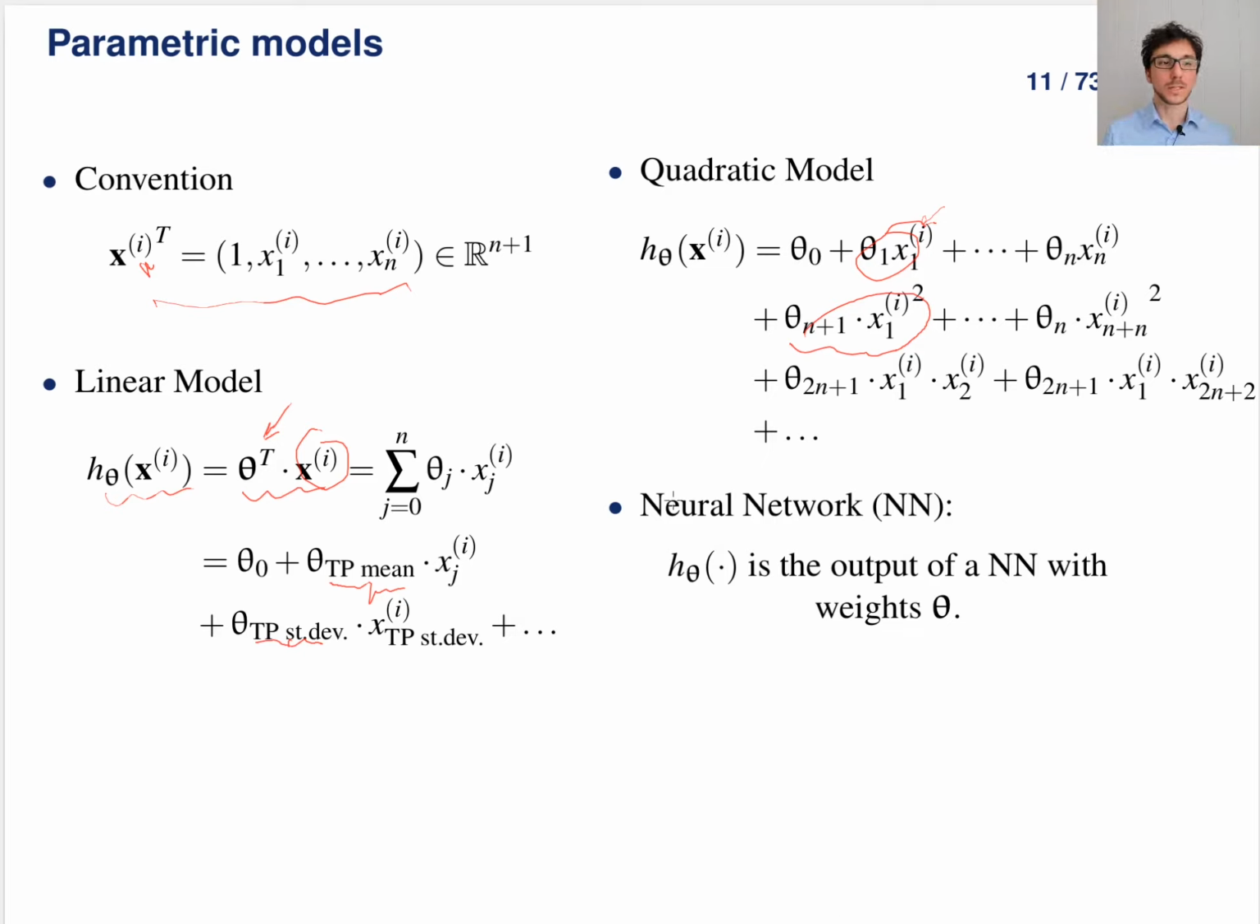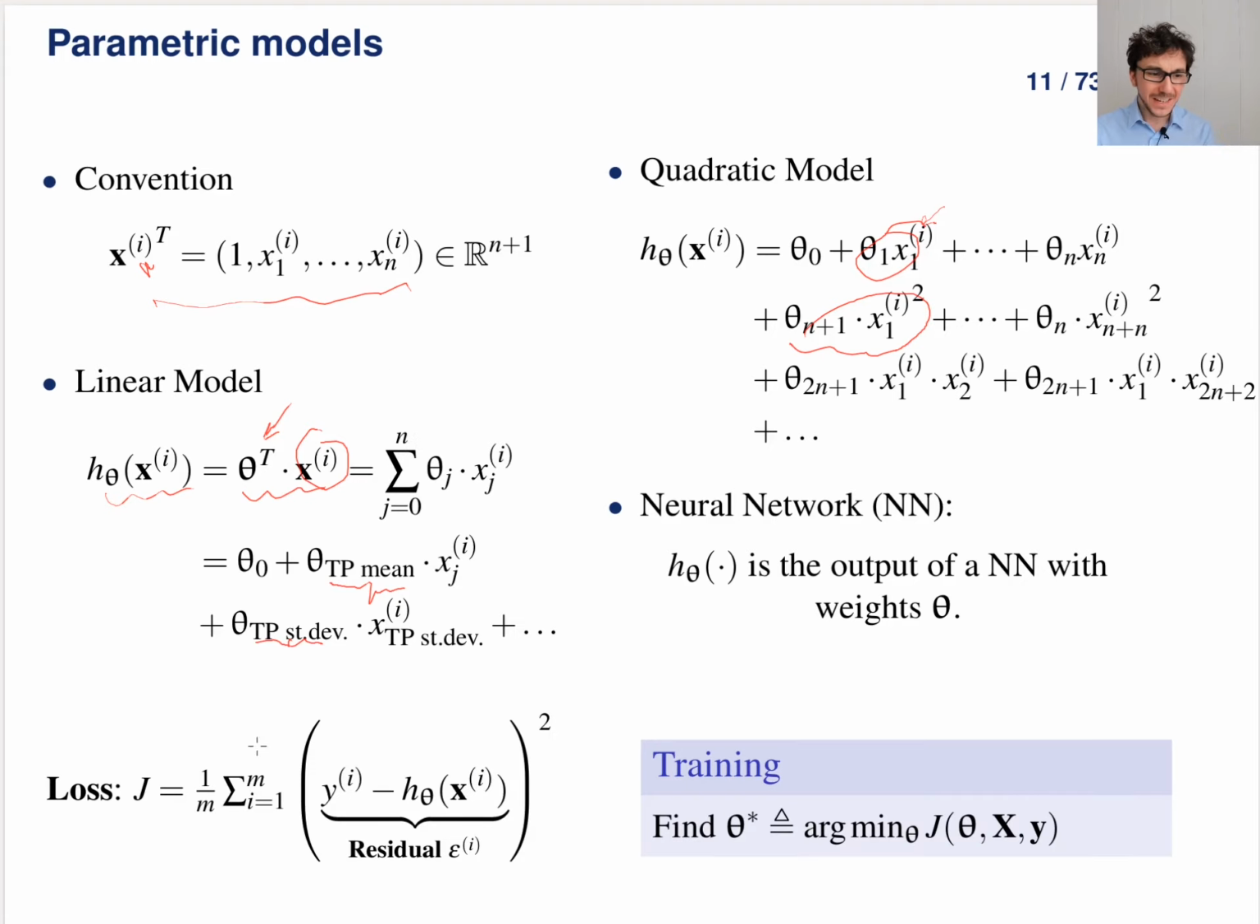But in any case, observe that we gave a structure to the functions, and now training means just to find the right parameter theta in order to minimize the error. So if the error is the difference between the actual label and the inferred label by our model, the error, also called residual, is just the difference, this one.